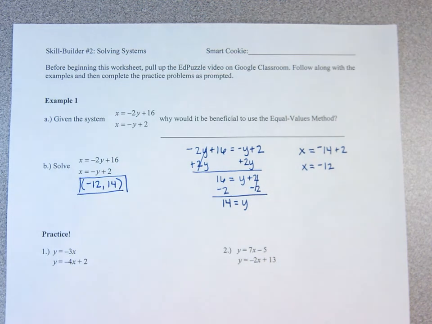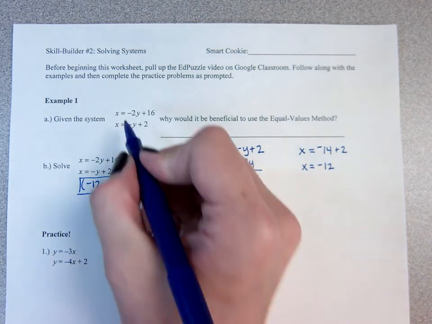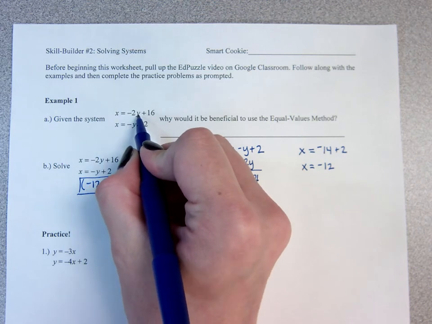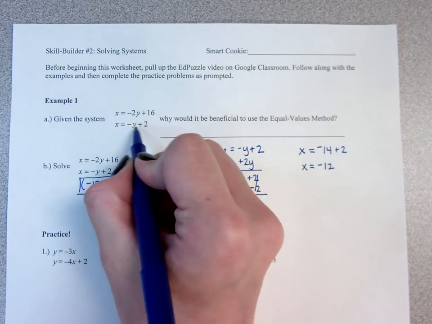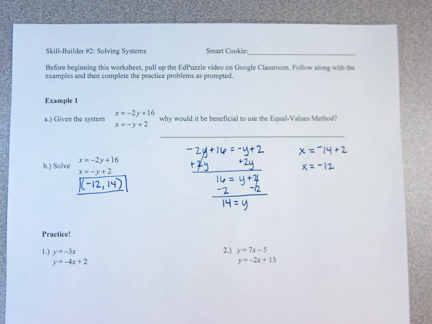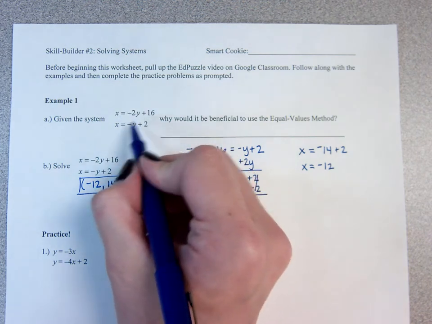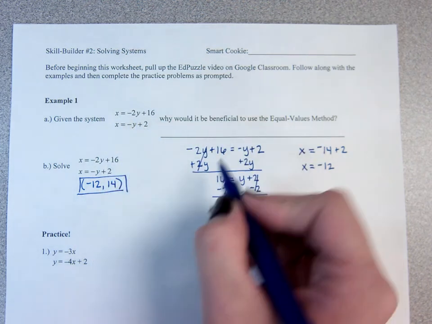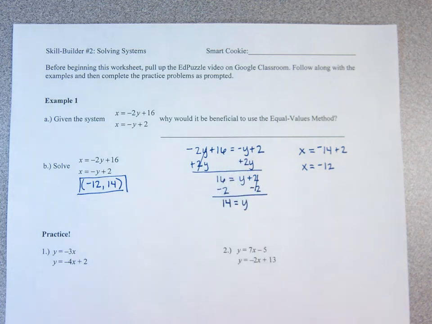Okay. The equal values method will work whenever you have x equals the rest of this and x equals the rest of that, or y equals all of this and y equals all of that. That's a very easy way to solve it. Just set them equal to each other.